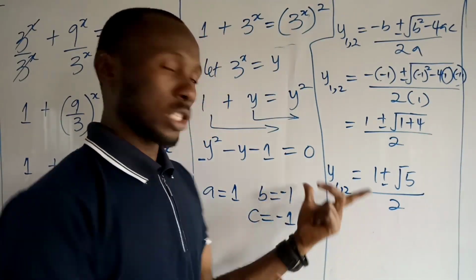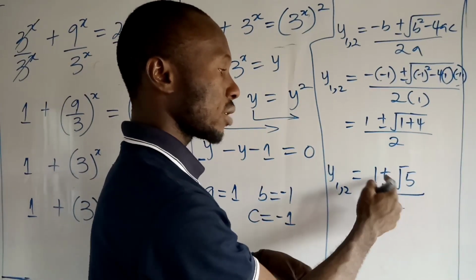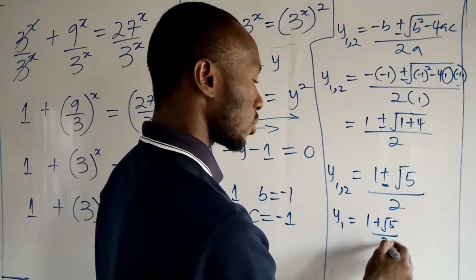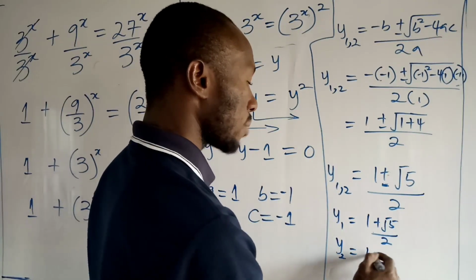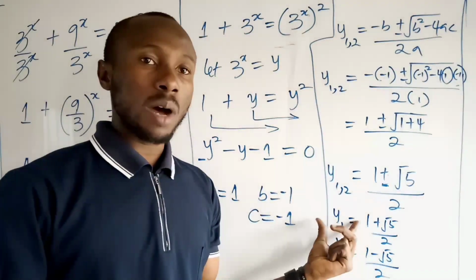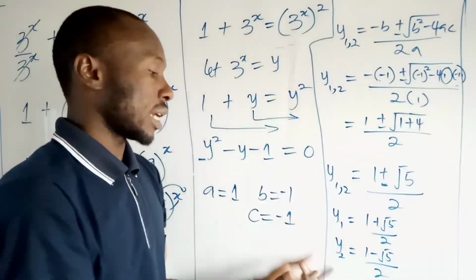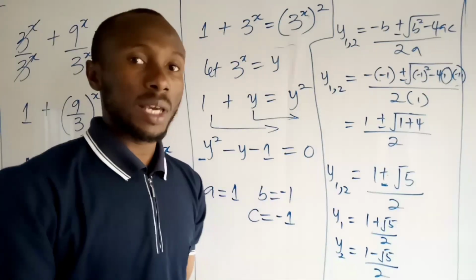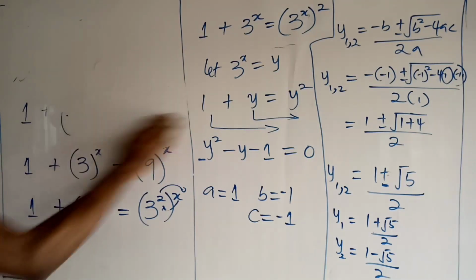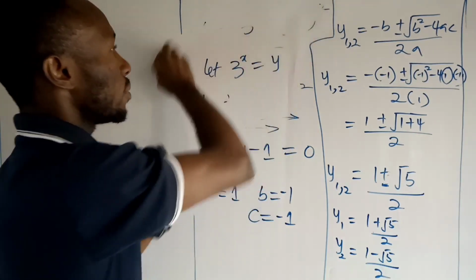So the next thing you want to do is to split the values of y1 and y2 by checking out this plus and minus sign. So we have y1 is 1 plus root 5 upon 2, and y2 is 1 minus root 5 upon 2. Now we have the values of y1 and y2. So we're going to recall this statement we made earlier so that we can easily obtain the real values of x. So let me take these away from here. In fact, I'll take all of these from here, but just remember this one.